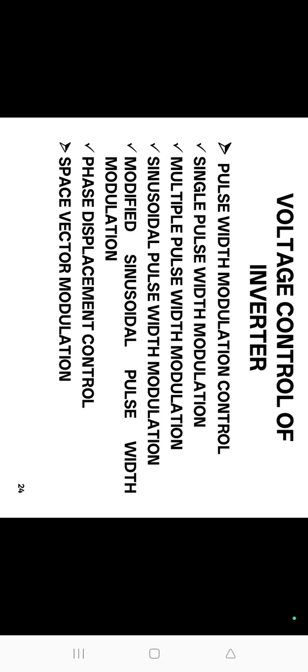Next one is advantages. The fundamental component is increased. Its harmonic characteristics are improved. It reduces the number of switchings of the power semiconductor devices. The switching losses are also reduced. Next one is space vector modulation. The space vector modulation considers the inverter as a single unit rather than separate phases.